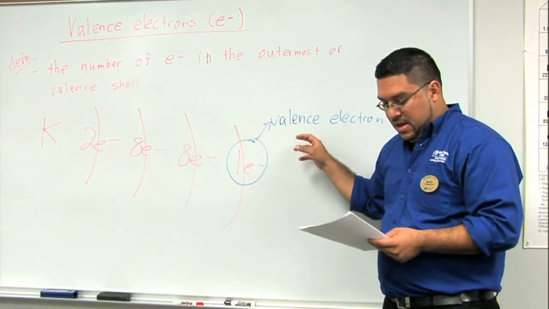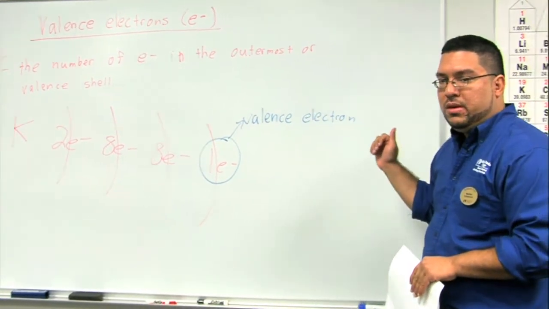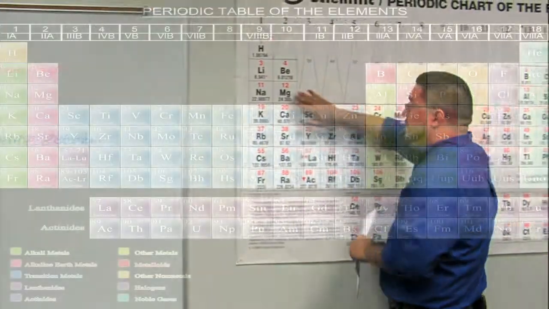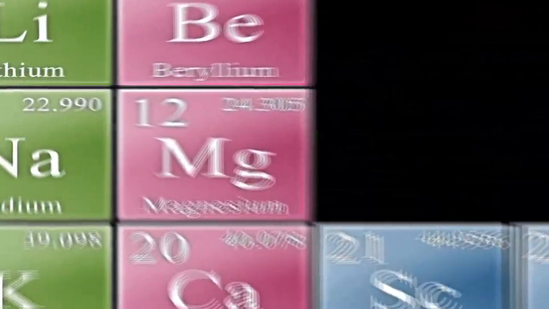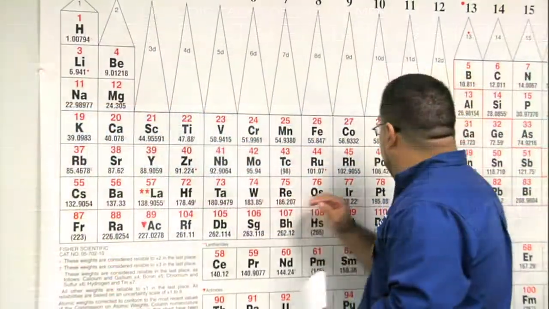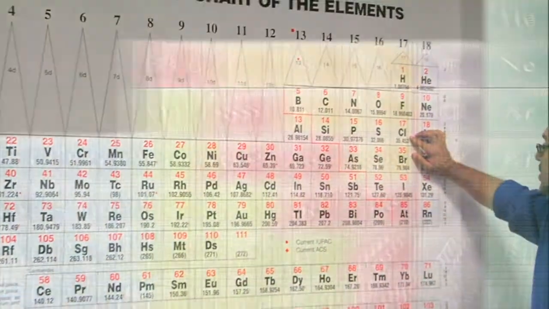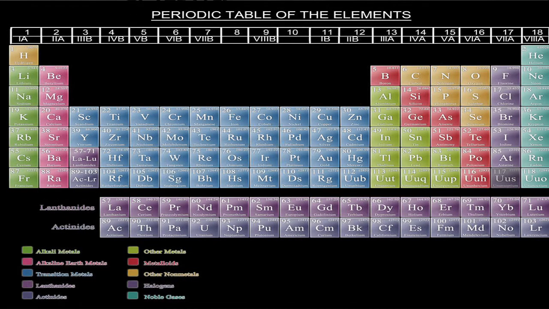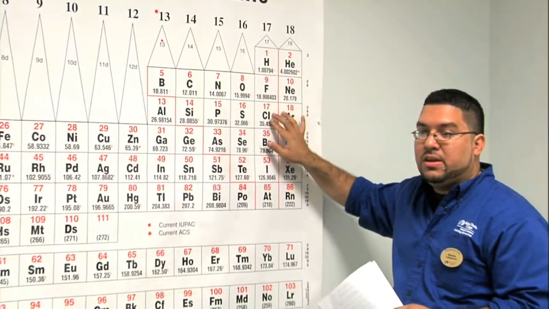Why don't we look at the periodic table and try to figure out the number of valence electrons for a few other elements. We could try magnesium, for example. Magnesium is in the 2A column, so you would be able to see that magnesium has 2 valence electrons. If you look at chlorine, for example, chlorine is in column 7A, so if you were thinking 7, you would be correct: 7 valence electrons.